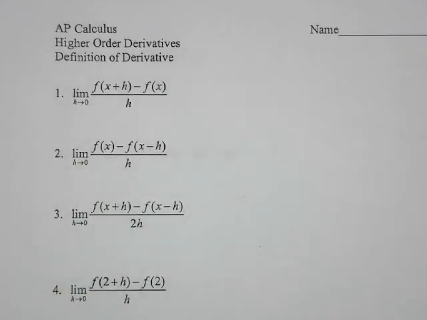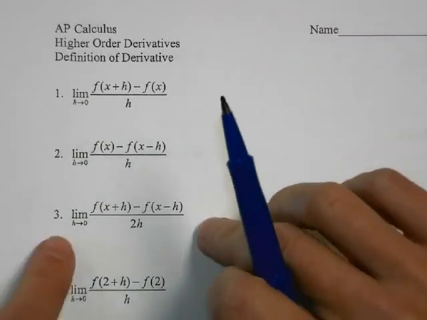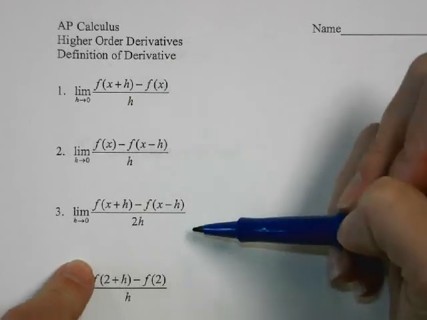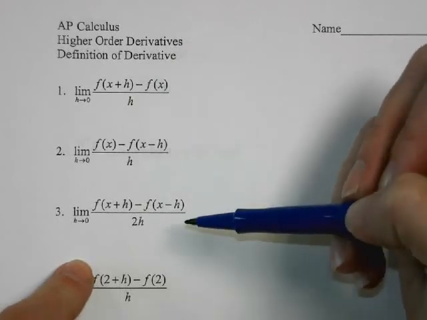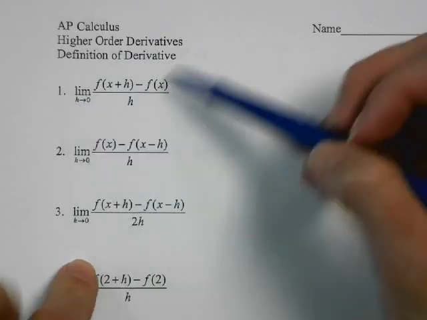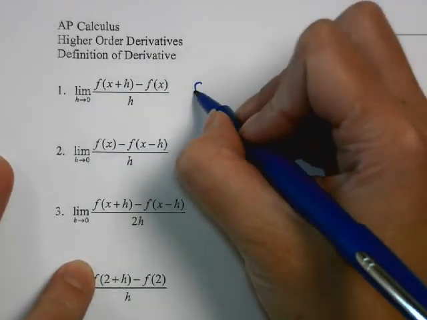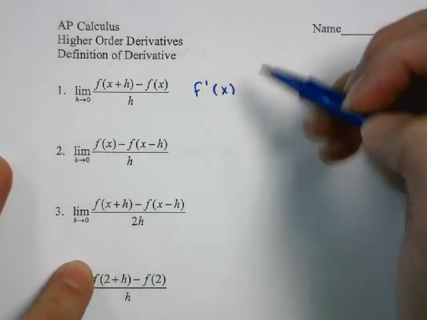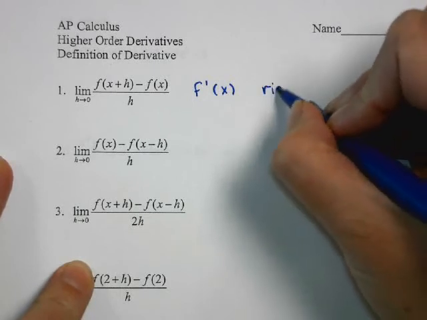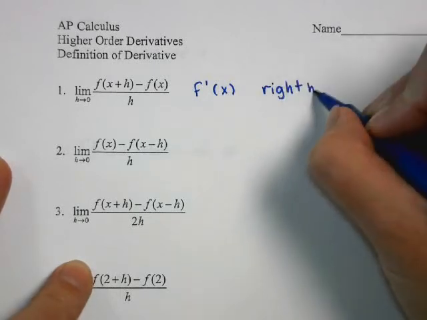Now I actually want you to take out your homework for this section because I'm going to work through the front of this with you. So this is the higher order derivatives. Okay. So these first 3 are all definition of derivative. This one is the one we are most used to. This is f prime of x. We can also call this a right-hand derivative.